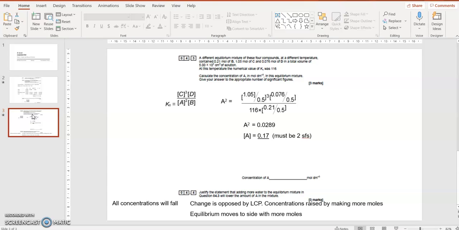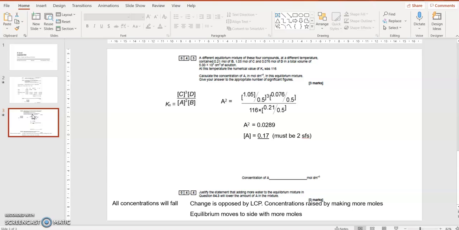Calculate the concentration of A in mole per decimeter cubed in this equilibrium mixture. I need to work out what I've got. Oh, it tells me how much I've got at equilibrium. So I've not got to do the at the start, how much is used up, how much is left over at equilibrium anymore. It tells me how much it is. But interestingly, it gives me them in moles. And concentration is moles divided by volume.